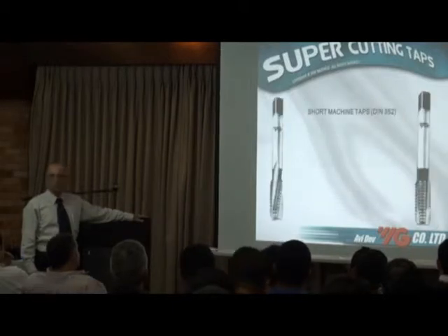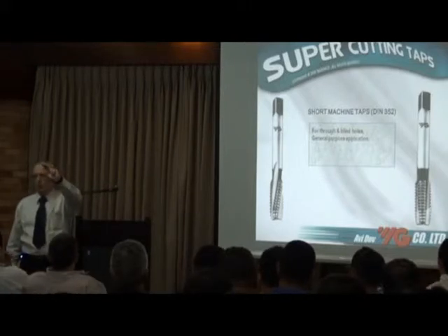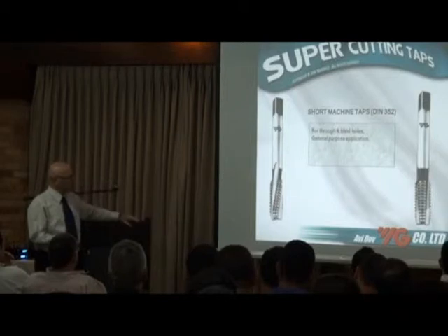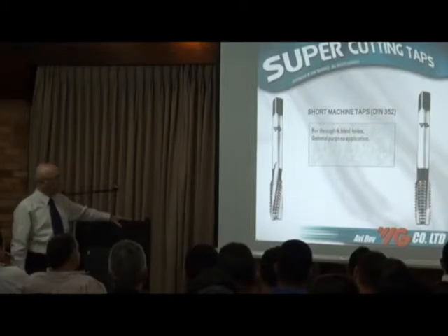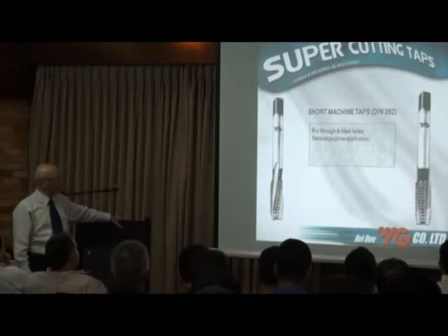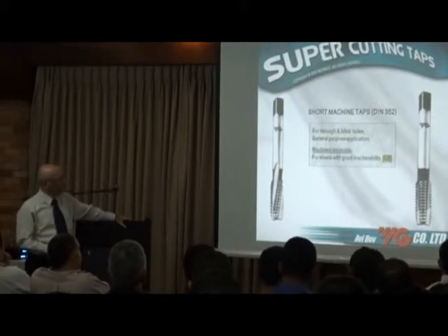Then we have the short machine tap, very short, but for machining, not for end threading. We have a spiral fluted and a spiral pointed tap. For blind and through holes, general purpose applications, for steels with good machinability.